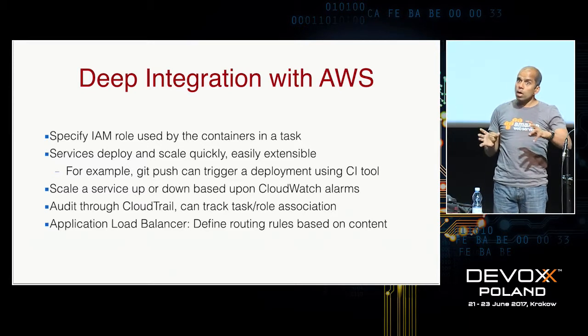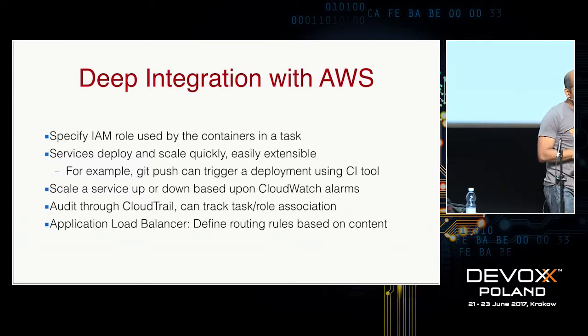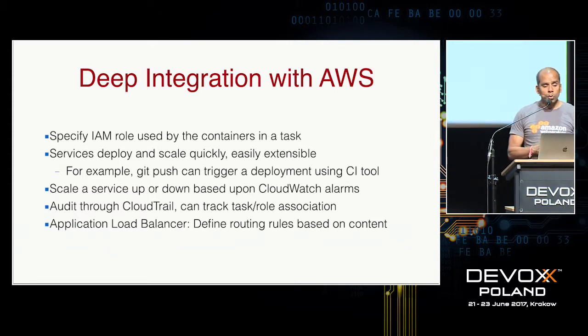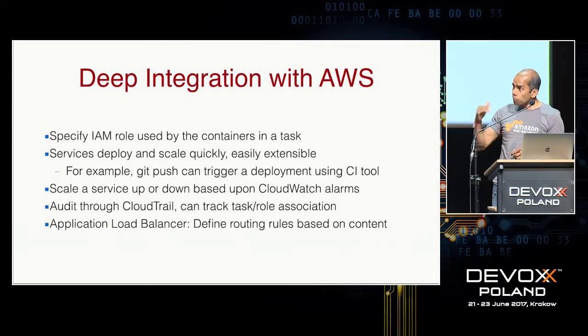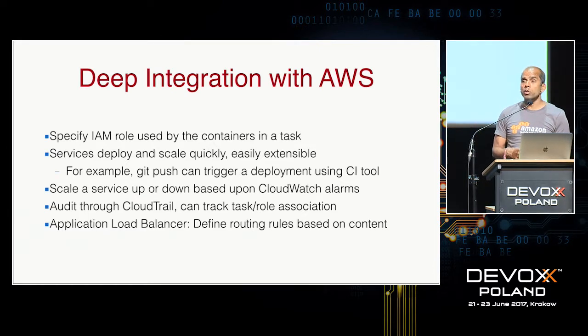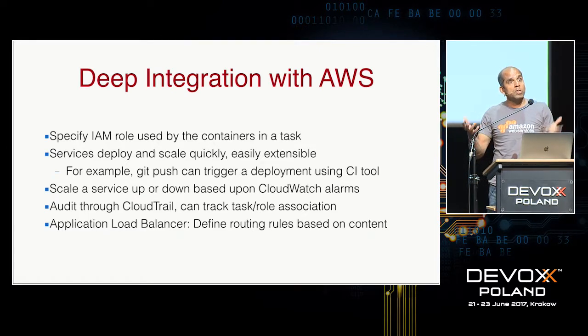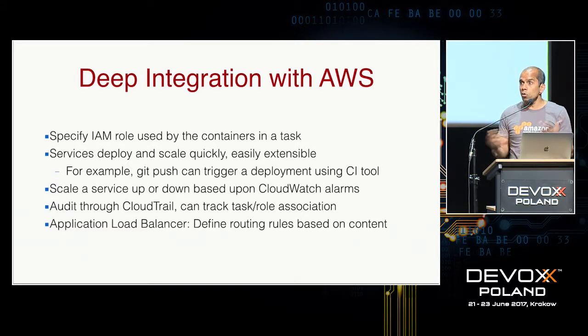Or you can set up your alarms completely specific to your application. You can audit through CloudTrail, so it provides you full non-repudiation. So you have a full trail of events that have happened on how your services have scaled or how your service to task and role association looks like.